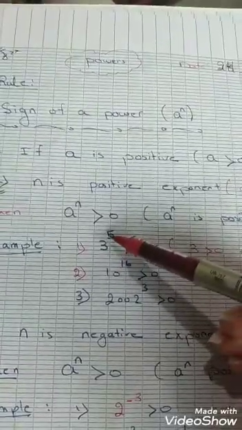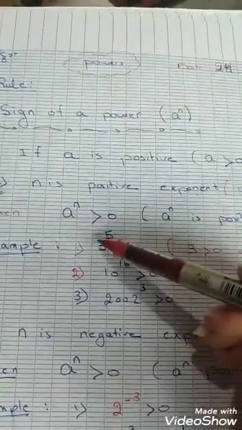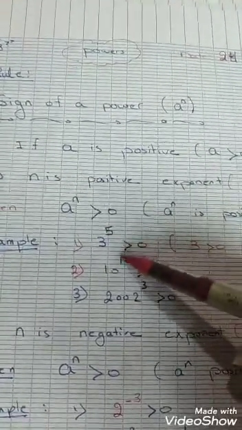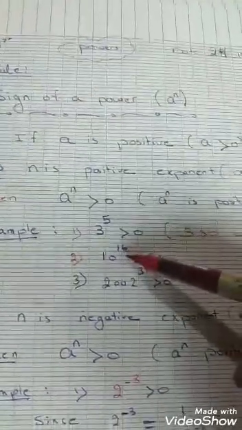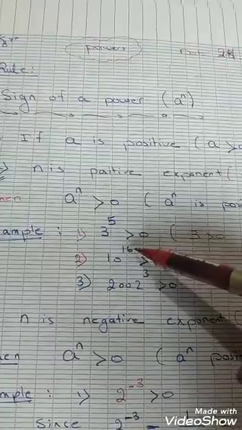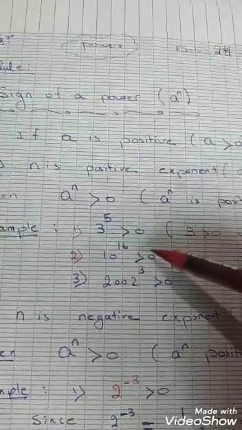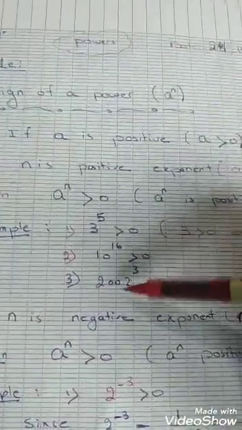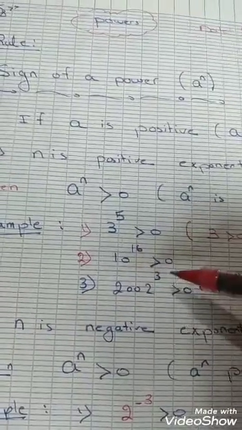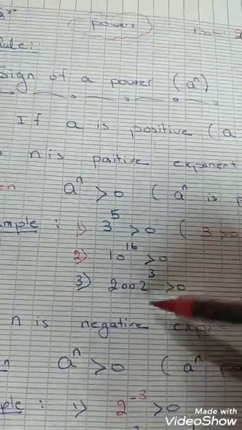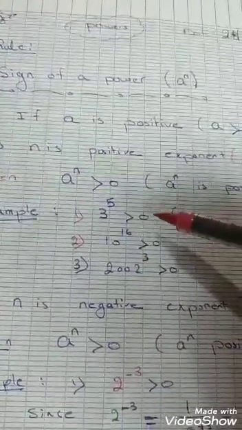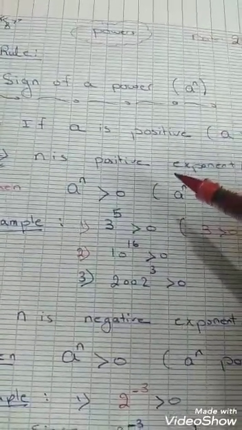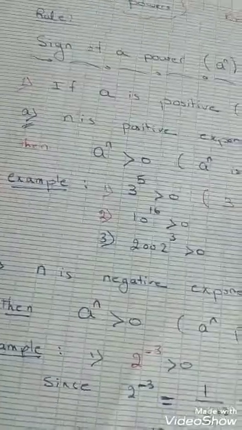Example: 3 to the exponent 5. The base is positive and the exponent is positive, so the power 3 to the exponent 5 will be positive, greater than 0. Another example, 10 to the exponent 16, also greater than 0. And also 2002 to the exponent 3 is positive, because the base is positive and the exponent is positive. So if the base is positive and the exponent is positive, the whole power is positive.